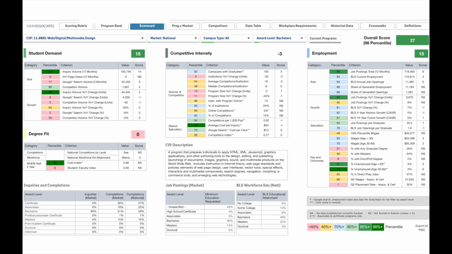Now, let's take a look at Gray's program scorecard. This is where you will find, on one screen, over 50 metrics from over a dozen sources populated for a single 6-digit CIP code. And CIP code stands for Classification of Instructional Programs, for anyone unfamiliar with the IPEDS lingo. We are going to walk through a scorecard of bachelor's degree level data for web and multimedia design in the context of the national market.